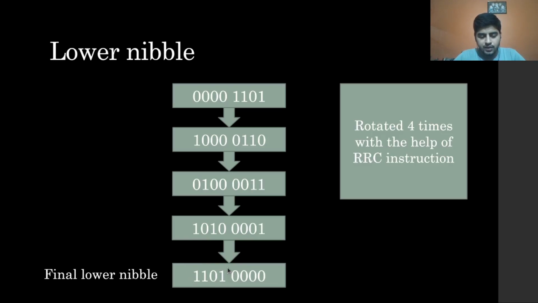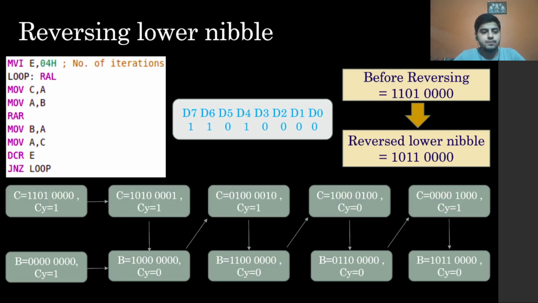If we manage to reverse these 4 bits, then we can compare it with the original upper nibble and check whether it is its image or not. So to reverse the lower nibble, first we have to see that before reversing the number is like this, and after reversing it will look like this. So you can see that these 4 bits have been reversed in the final stage.